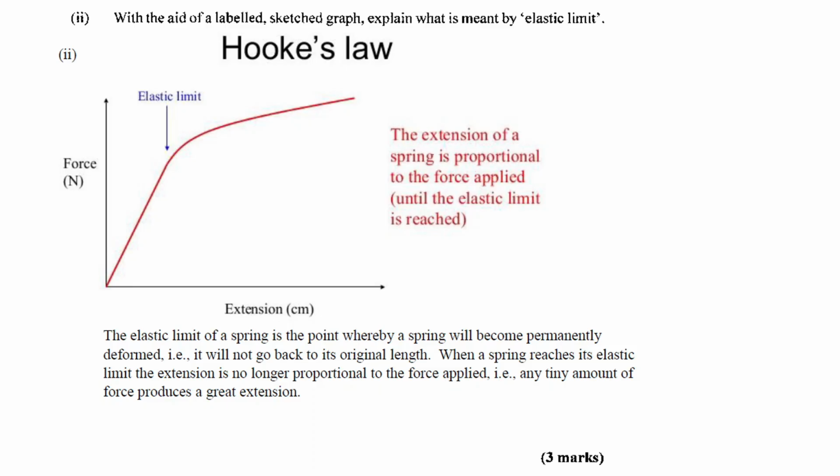And the elastic limit of a spring is the point whereby the spring will become permanently deformed and it will not go back to its original length. Right? And the graph curving like that and no longer being a straight line shows that the extension is no longer proportional to the force applied. In other words, any tiny little amount of force will produce a great extension.